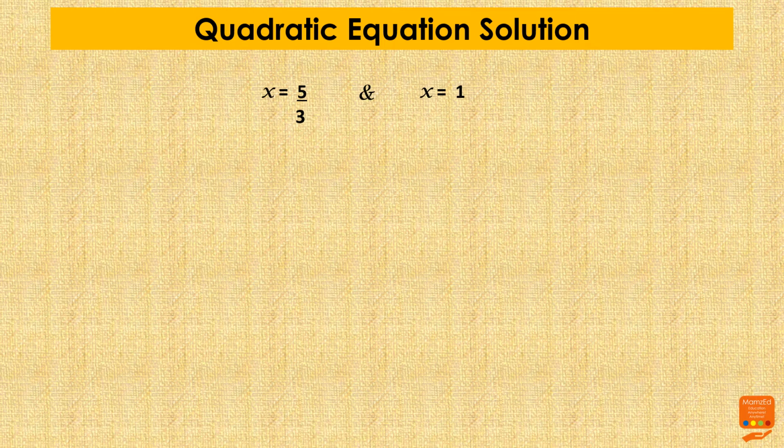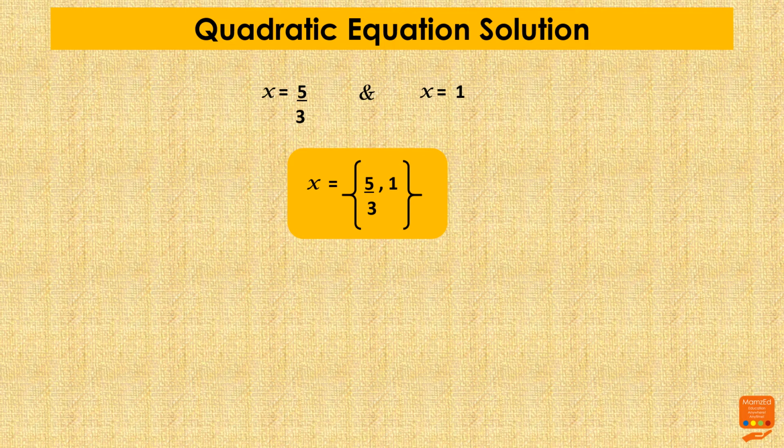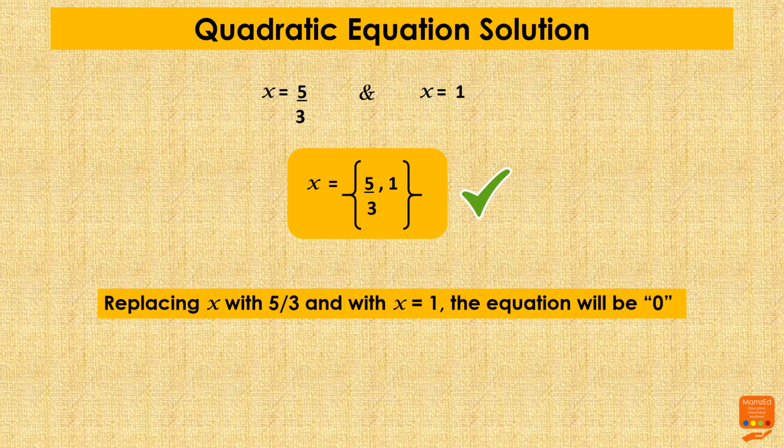So now that we have got two values of x for our quadratic equation, we can say that we have solved the equation, and we can write these two values of x within the bracket as 5 by 3, comma 1. So what do we actually mean when we say we have found a solution to the quadratic equation? So what we mean is that when we replace x by 5 by 3 or we replace x by 1 in the quadratic equation, the left hand side of the equation should become 0. And that's one way to check whether the answers that you have found for x are correct or incorrect.